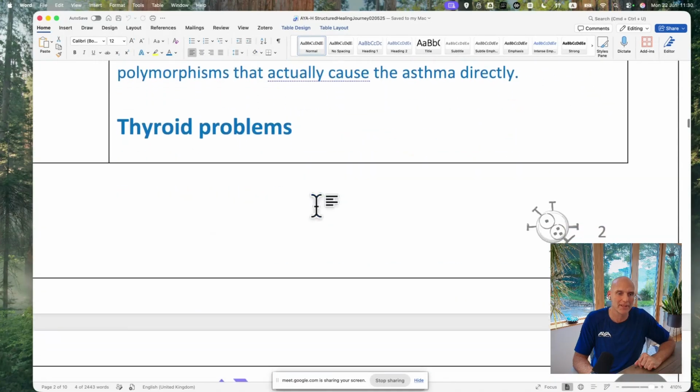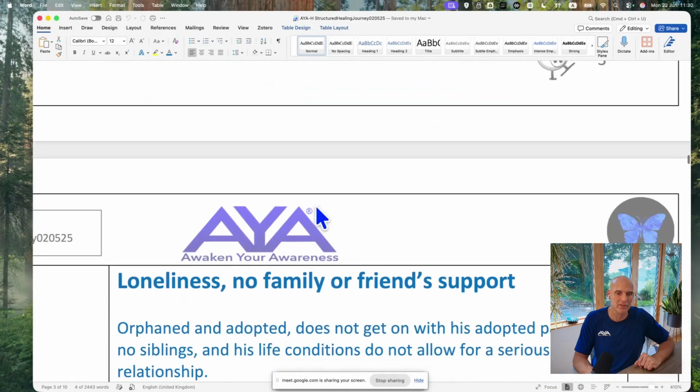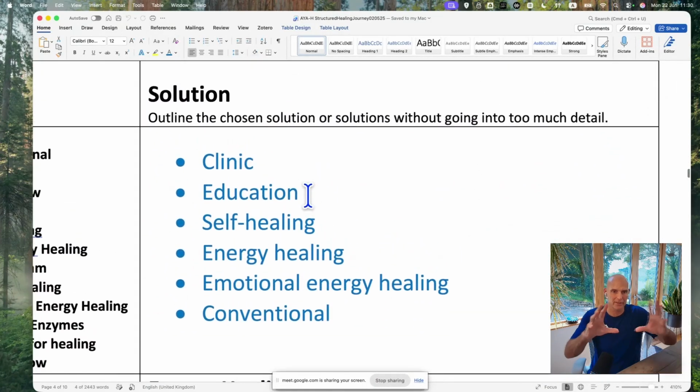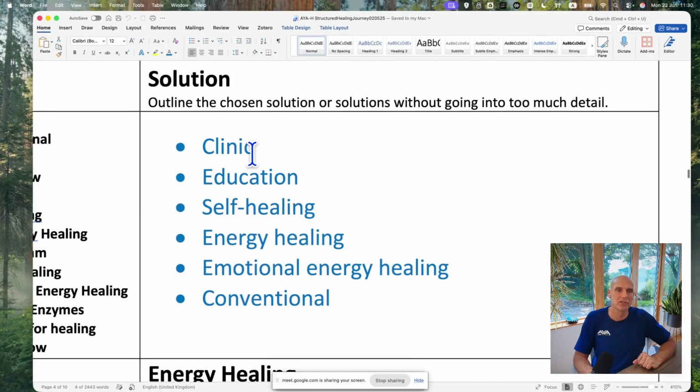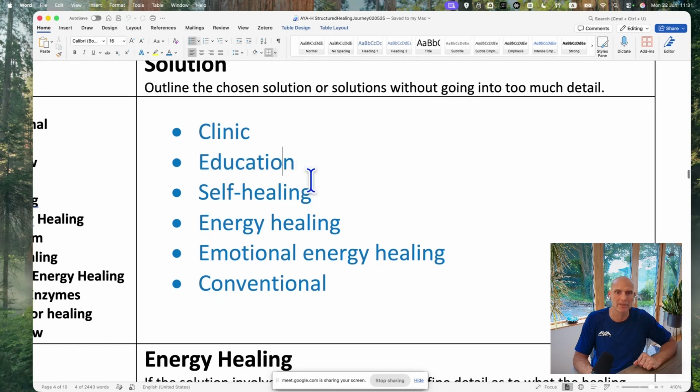So we write all the problems down first, and then we write the solutions. Here is a list of the solutions, but in a condensed form, because we're going to go into it in detail afterwards. But the solutions, so we know roughly what we're doing, is that he's part of the clinic program. Education is going to be part of the solution, especially karma education, or self-healing is also part of the solution because this is clinic. So we need to get him on the self-healing journey.